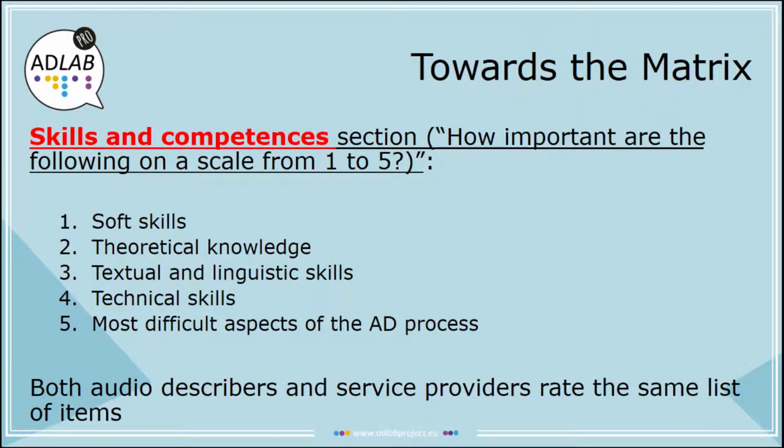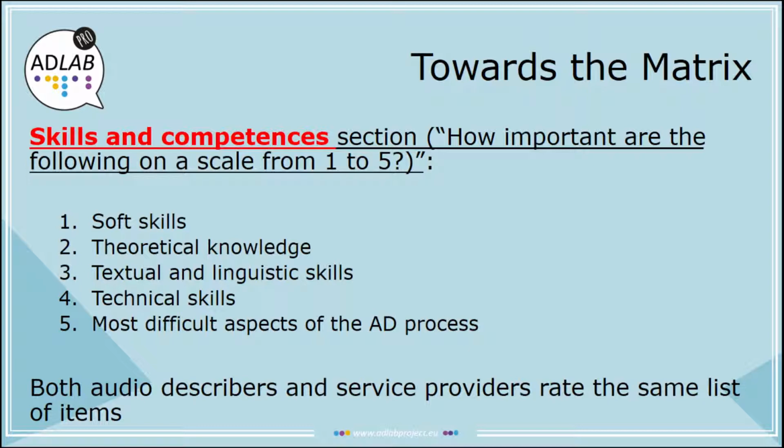Those sections of the questionnaire included questions categorized by categories, and so we basically asked questions regarding soft skills. That's a sample of our questions to respondents. How important are the following: soft skills, theoretical knowledge, textual and linguistic skills, so on and so forth, on a scale from 1 to 5, where 1 typically was not important at all and 5 extremely important.